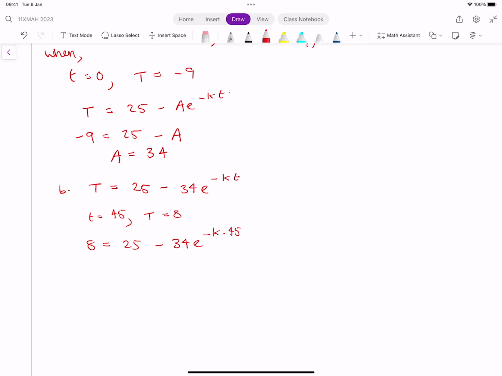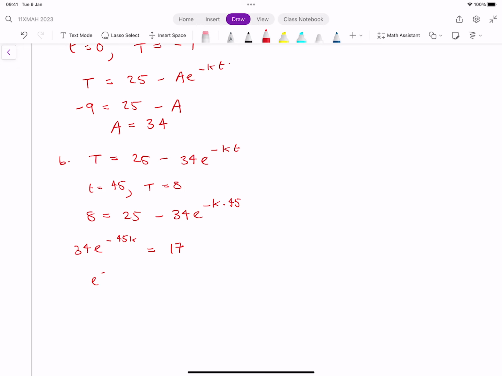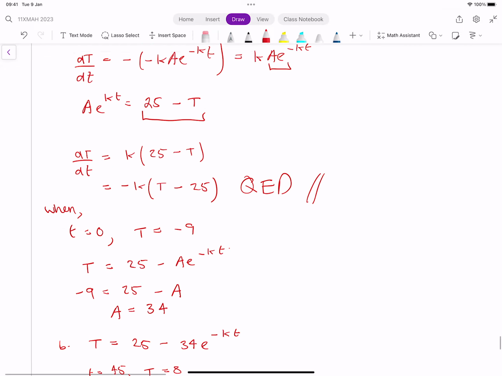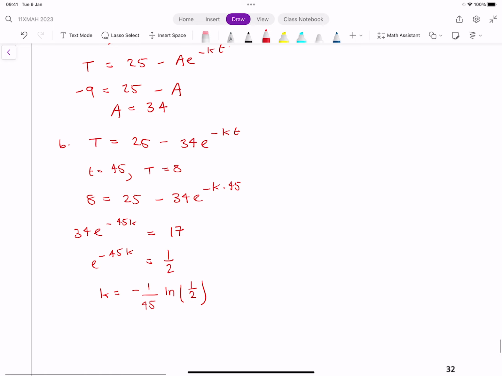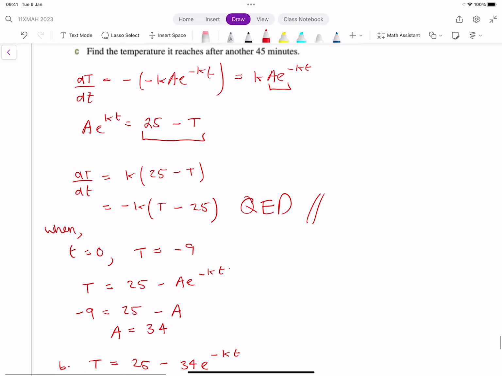So we're going to say, well, 34e to the minus 45k has to equal 25 minus 8, which we know is 17. So that means that e to the minus 45k, well, 17 divided by 34 is a half, which would make k equal to minus 1 on 45 ln of a half. So we found the value of k, that's all we had to do. Perfect. So minus 1 on 45 ln of a half.